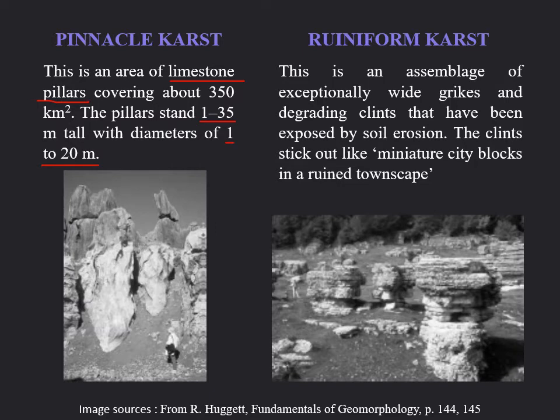In China, particularly in Yunnan areas, these kinds of pillar-like structures resulting from the chemical solution of carbonate rocks are found covering about a 350 square kilometer area. So from those areas, it is known as pinnacle karst. So it's basically an enhanced, more intense process of chemical solution through the fissures, through the grikes, by which these kinds of towers are produced.